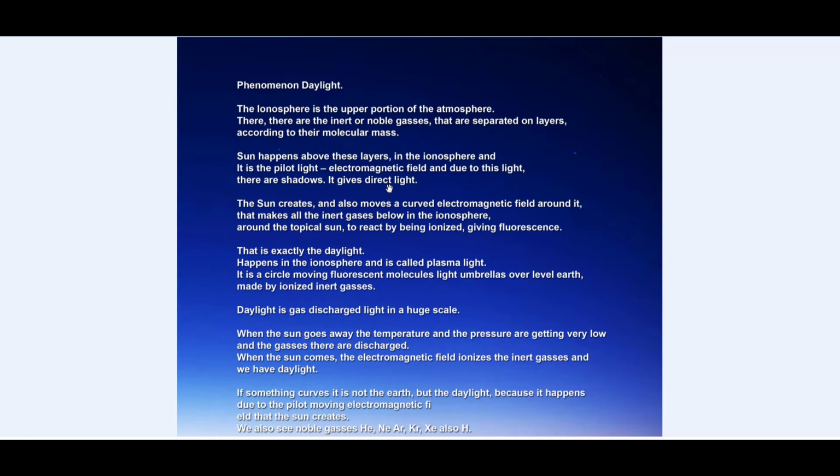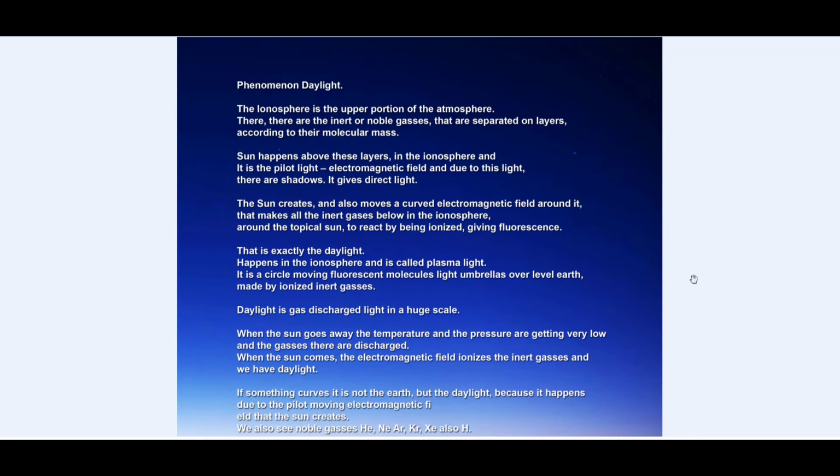This effect of the fluorescence of the gases being ionized by the source of light, by the source of electromagnetic power of the sun, which is created by the focused electromagnetic energy of the black sun that comes from Hyperborea, from the North Pole, which is the magnetic pole that shifts and moves all the time. And this is daylight. It happens in the ionosphere, which is the upper portion of the atmosphere, and it's called plasma light. You can call it light, or you can call it plasma light.